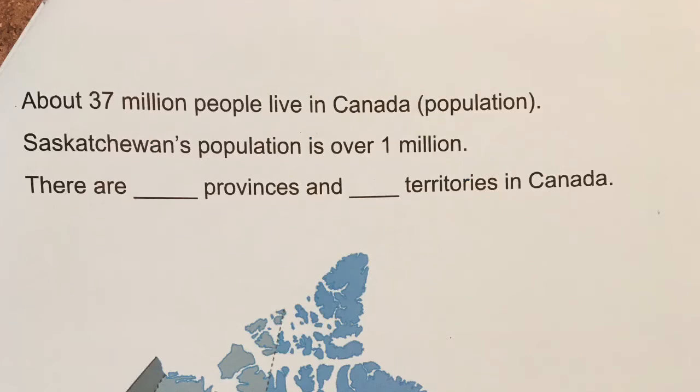About 37 million people live in Canada. This is population. Population. The population of Canada is 37 million people. Saskatchewan's population is over 1 million.